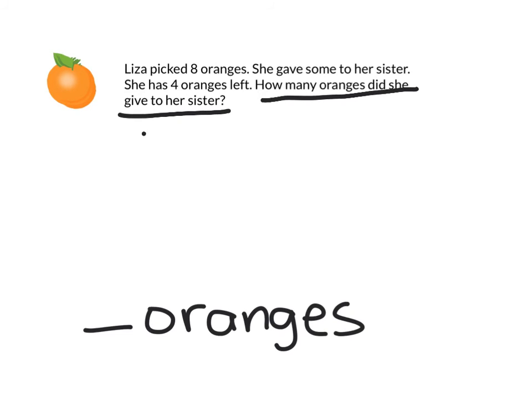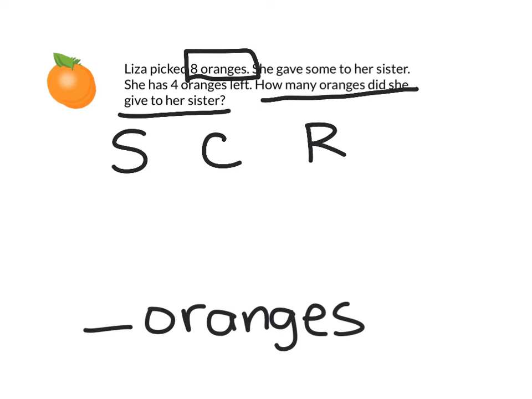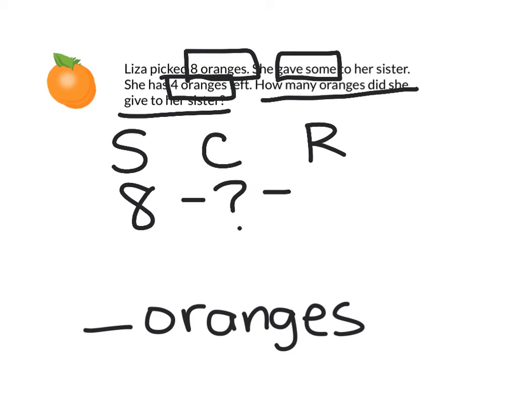So let's see what we know. Our start, our change, our result. Liza picked 8 oranges. So this is telling us how many she started with. She gave some to her sister. So gave some. That tells us if she gave it, we're taking away, but we do not know how much some is right now. She has 4 oranges left. So our result is 4.